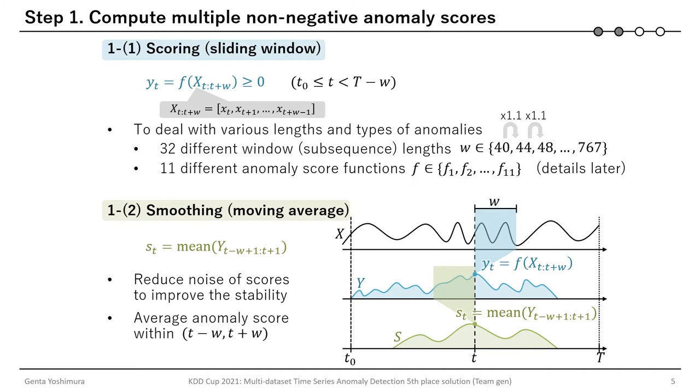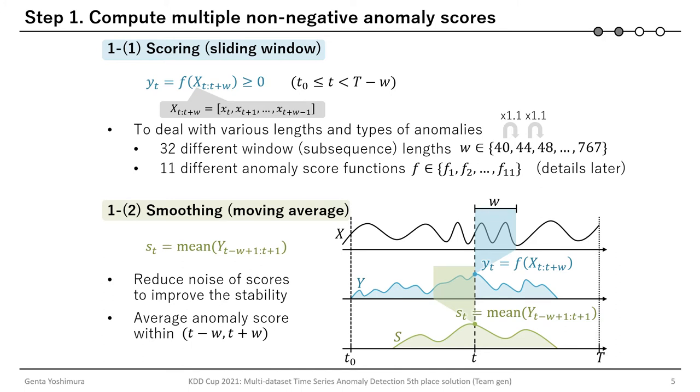Step one consists of two phases. First, subsequences in the test data are quantified into anomaly scores using a sliding window. Anomaly score function F returns a non-negative anomaly score YT for a subsequence of length W. To deal with various lengths and types of anomalies in the dataset, I tried 32 different window lengths W and 11 different anomaly score functions F. I'll show you some detailed examples of anomaly score functions later.